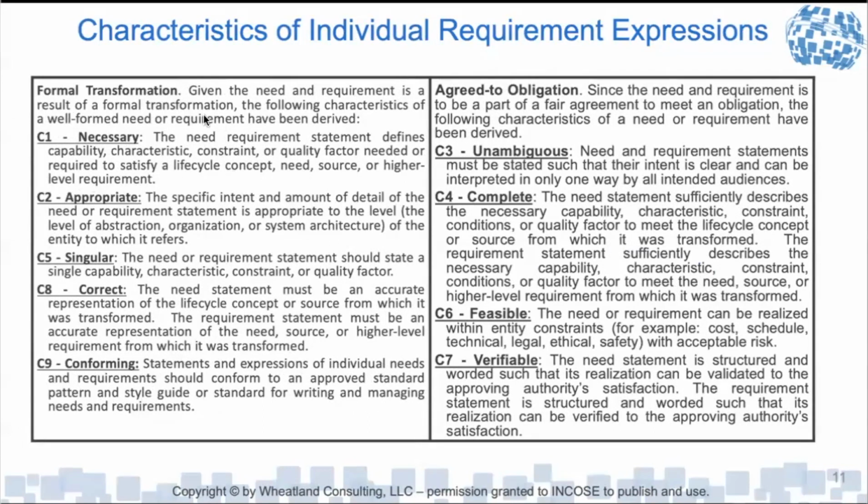We definitely want all the needs and requirements to be correct and conforming to the rules when we're writing them. Now, from the agreed-to obligation, you want the needs and requirements to be unambiguous, because if they're ambiguous, how do you know that their intent is going to be met, especially from a contract standpoint? You want them to be complete, to have all the information you need to develop the test case and for the designer to meet its intent. A big thing is feasibility. There really needs to be an assessment of the feasibility of each need and requirement. Why would you have a requirement in a contract that is not feasible? And then we want all the needs and requirements to be verifiable.